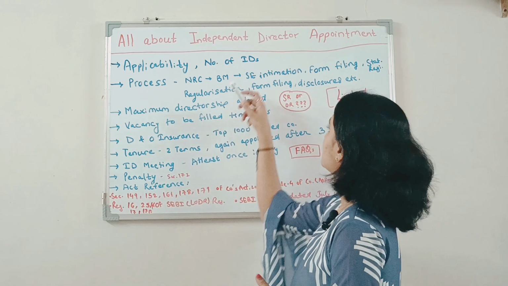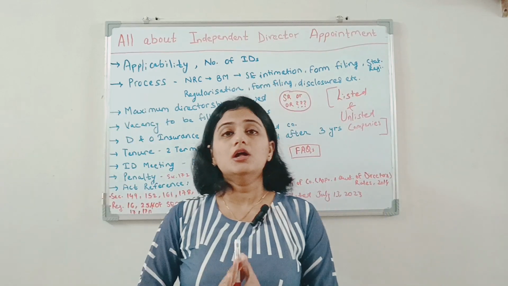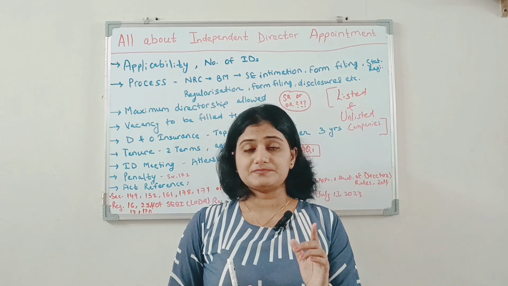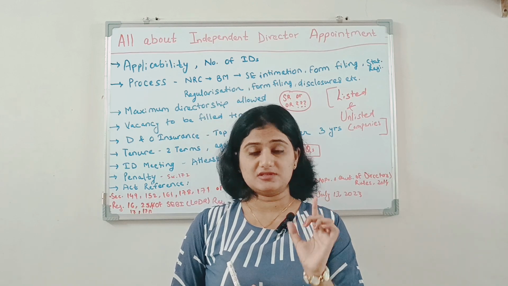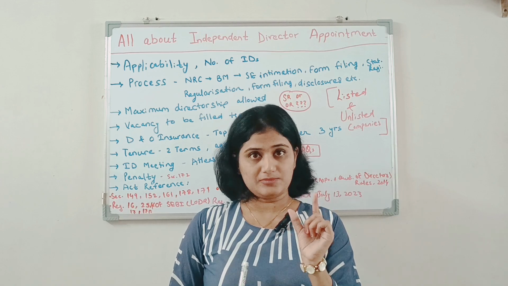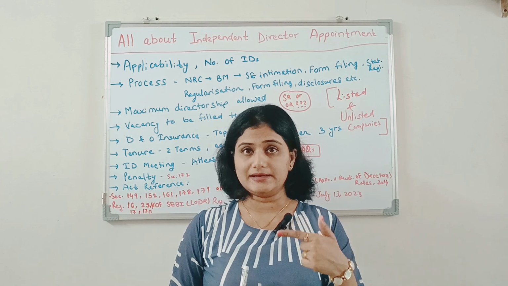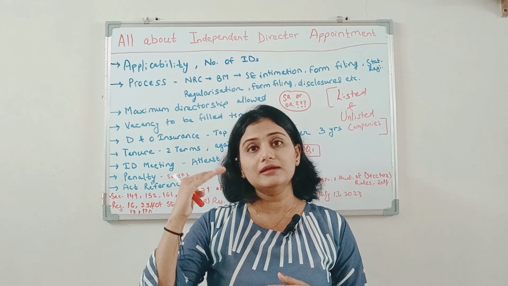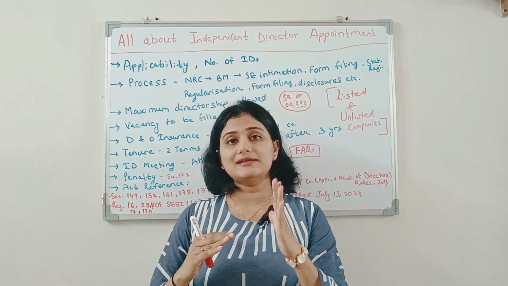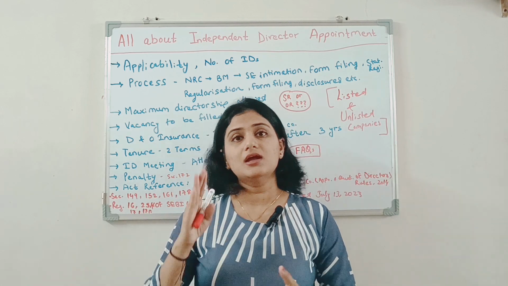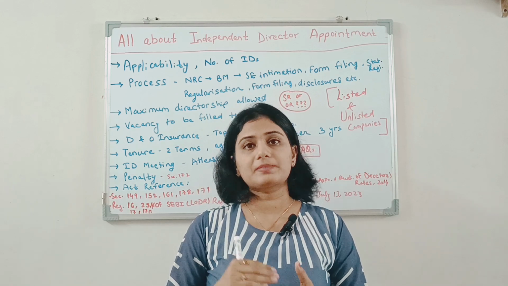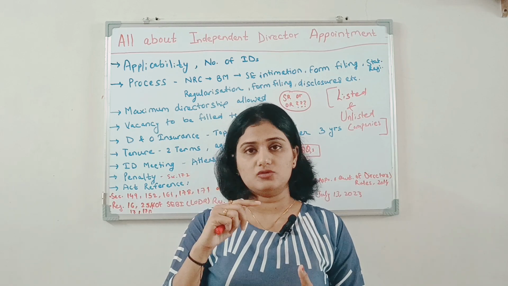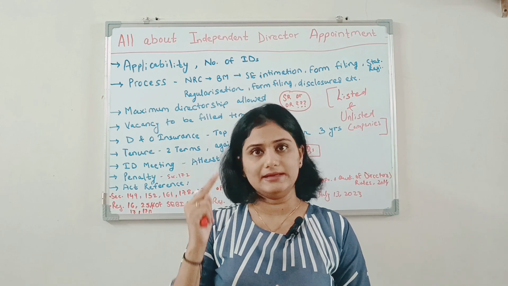Now coming to the number of independent directors. For a listed company, the criteria depends upon the chairperson. If the company's chairperson is a non-executive director, then one-third of the total strength of the board should be independent directors. For example, the company has 6 directors in total, then 6 into one-third comes to 2. So 2 should be independent directors.